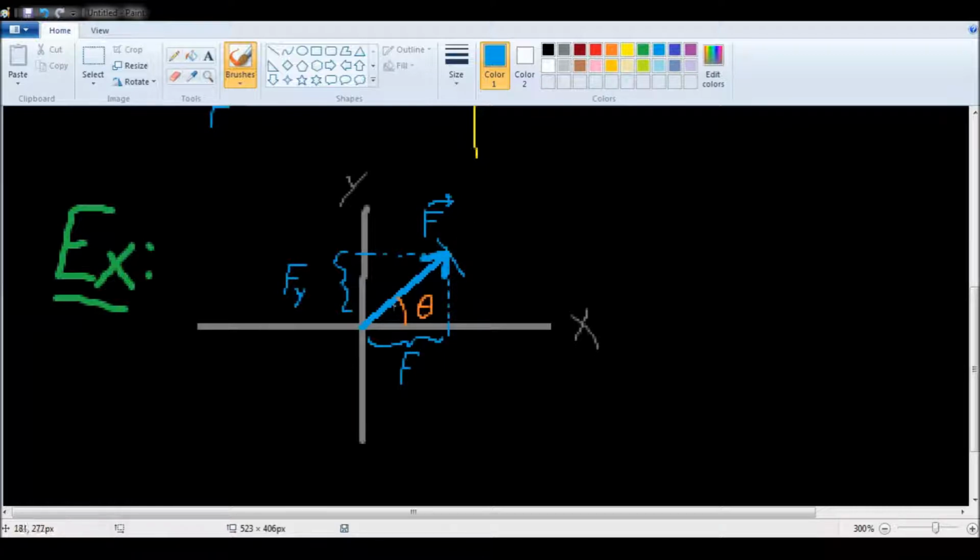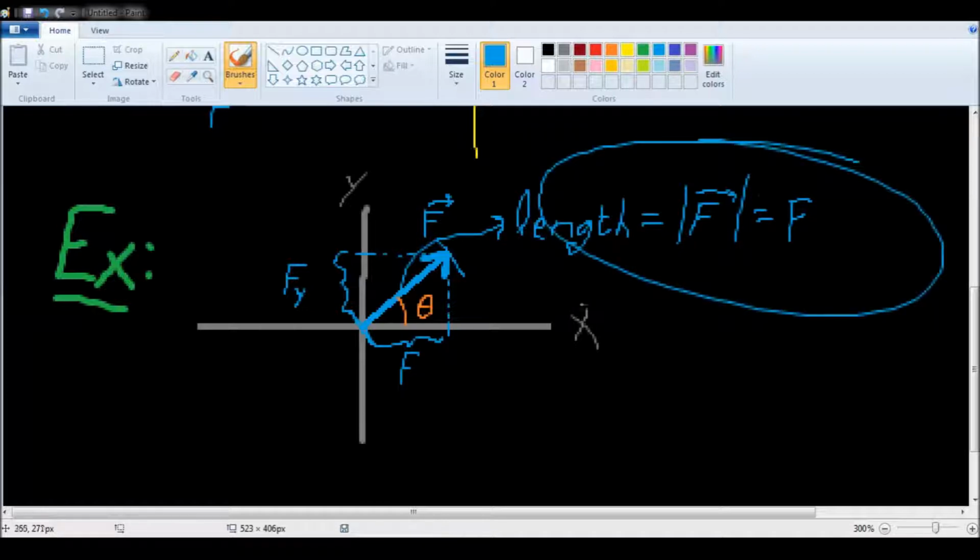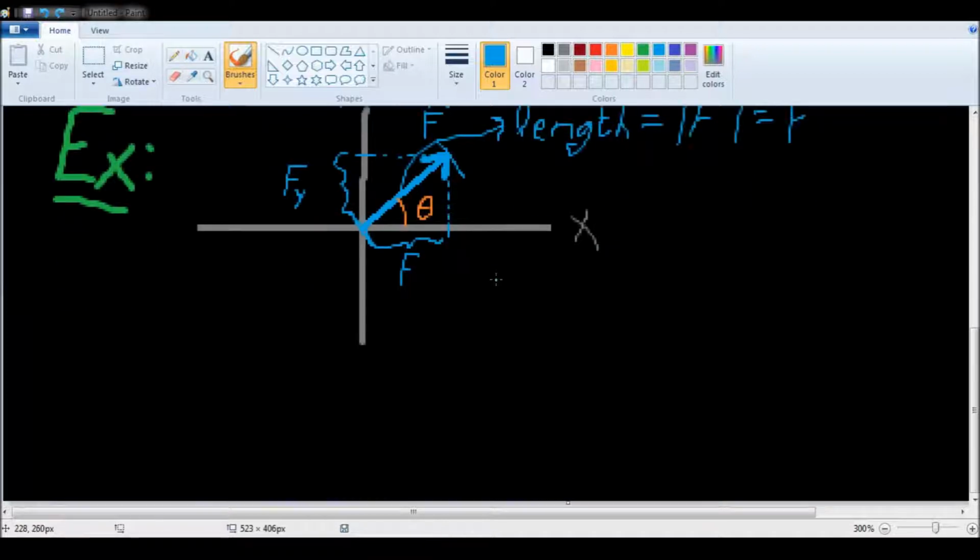That's something to be said, that this length here, the length of f, is equal to the absolute value of f, or the magnitude. So that's a very, very important distinction that needs to be made.